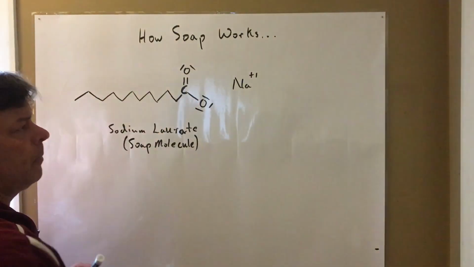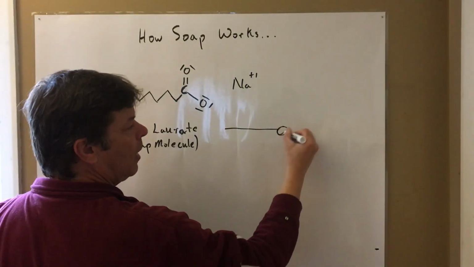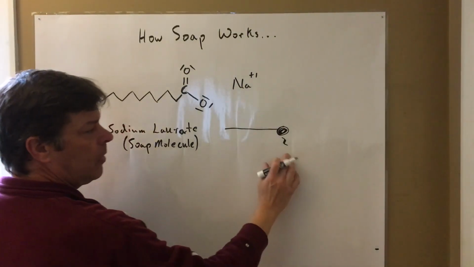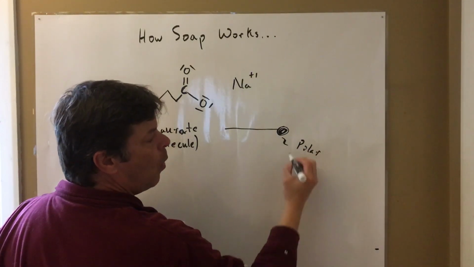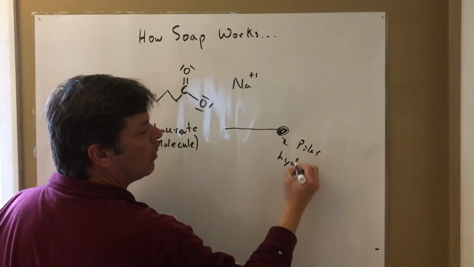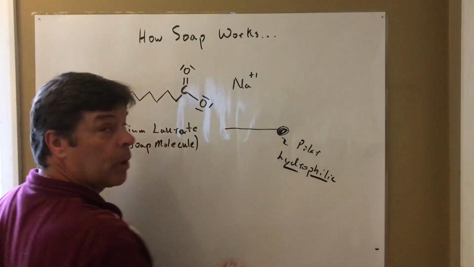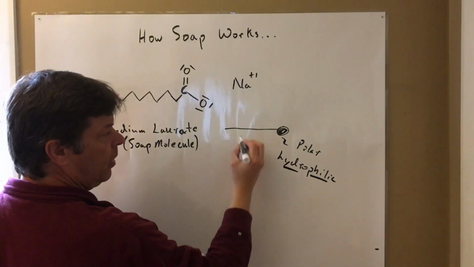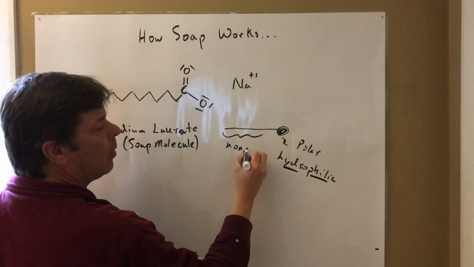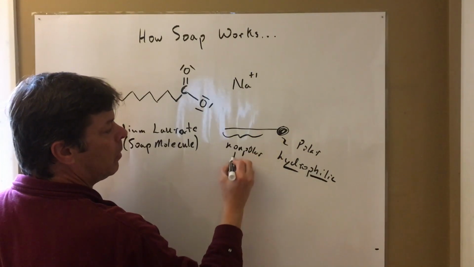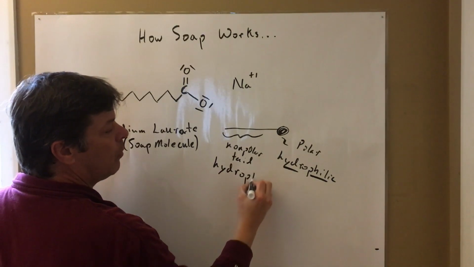Instead of drawing soap molecules like this, we typically just draw them like this. And this is the polar head, or we would say it's hydrophilic, loves water. And then this portion here would be the non-polar tail, and it's of course hydrophobic.